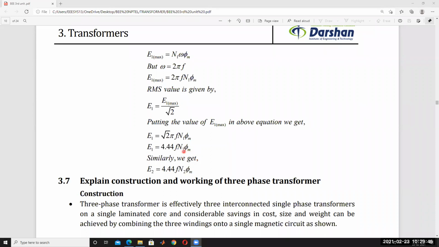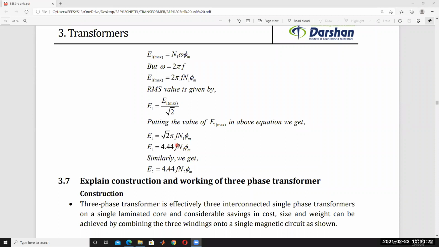But only the turns change: primary turns N1 and secondary turns N2. That's why E1 is proportional to N1 and E2 is proportional to N2. By changing the number of turns, the EMF induced in the primary and secondary windings change. So according to the turns, step down and step up of the transformer can be designed based on the number of turns only, not based on frequency, not based on power, not based on flux. The flux is always constant.